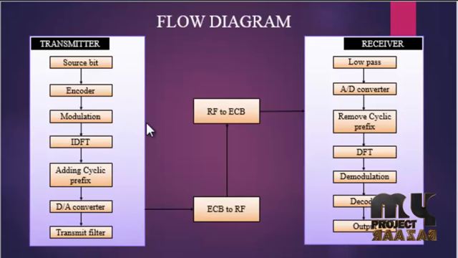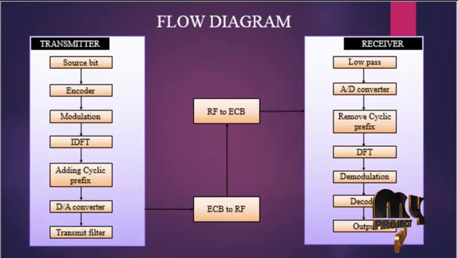QAM is both an analog and digital modulation scheme. It conveys two analog messages or two digital bit streams by changing the amplitude of two carrier waves using the amplitude shift keying digital modulation scheme or amplitude modulation scheme. Then the modulated symbols are given to an IDFT. Before that, we are inserting a pilot value. IDFT is the inverse discrete Fourier transform.